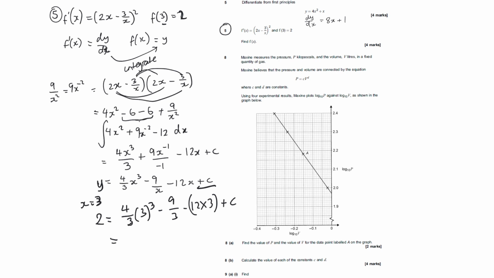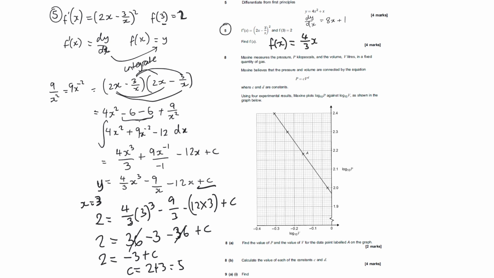Okay, so that all simplifies down into 36 minus 3 minus 36 plus c equals 2. Then 36 minus 36 is going to cancel out. Then you've got minus 3 plus c, so rearranging, c is equal to 2 plus 3, which is equal to 5. So we know that c is equal to 5. So the final equation for f of x is 4 over 3 x cubed minus 9 over x minus 12x plus 5.